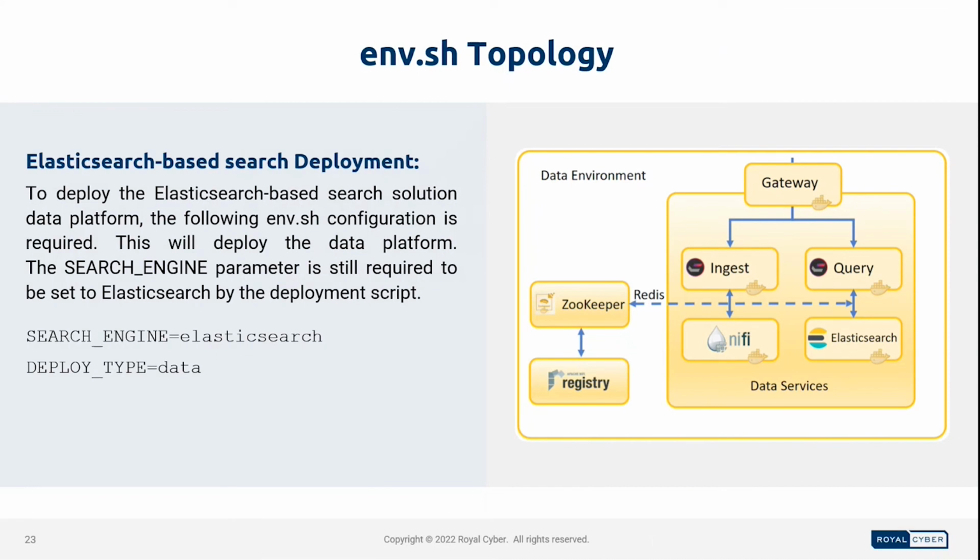Then we have Elasticsearch based search deployment topology. To deploy the Elasticsearch based search solution data platform, the following env.sh configuration is required. Here also we need to make sure the deploy_type parameter is specified as data. This will deploy the data platform. The search_engine parameter is still required to be set to Elasticsearch by the deployment script.